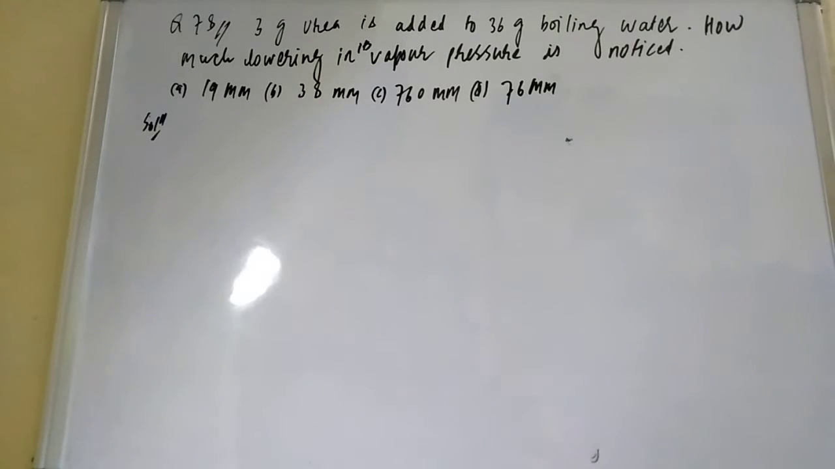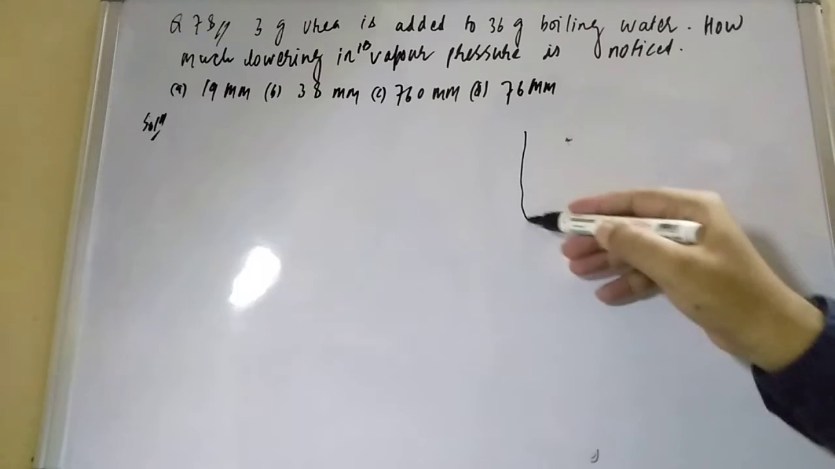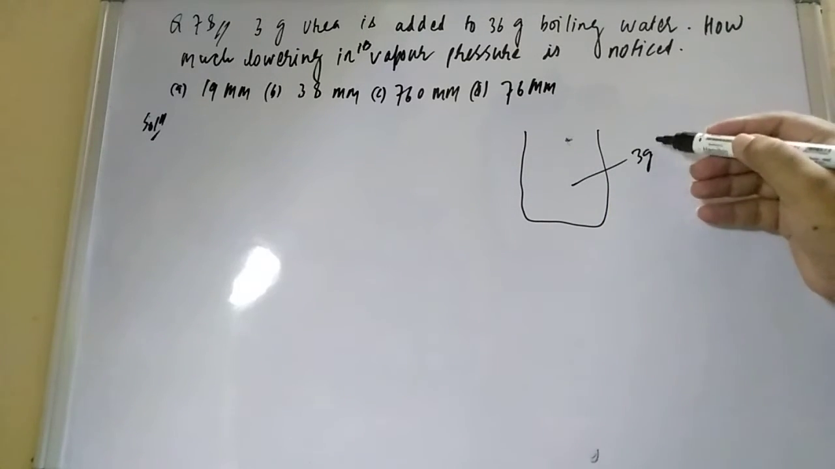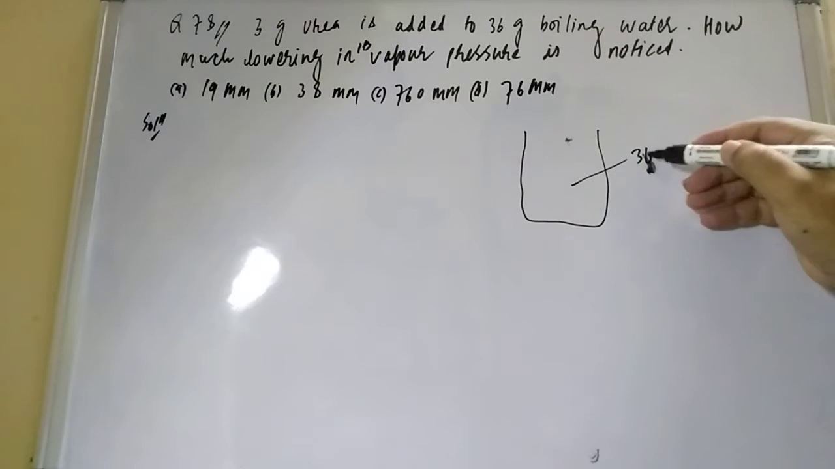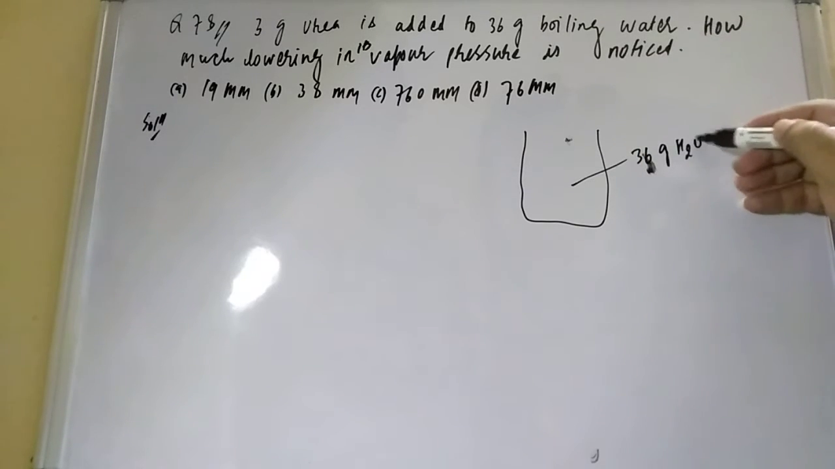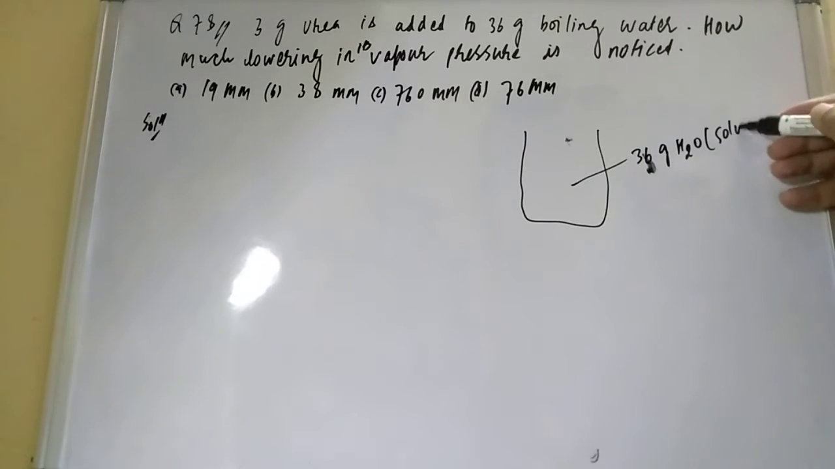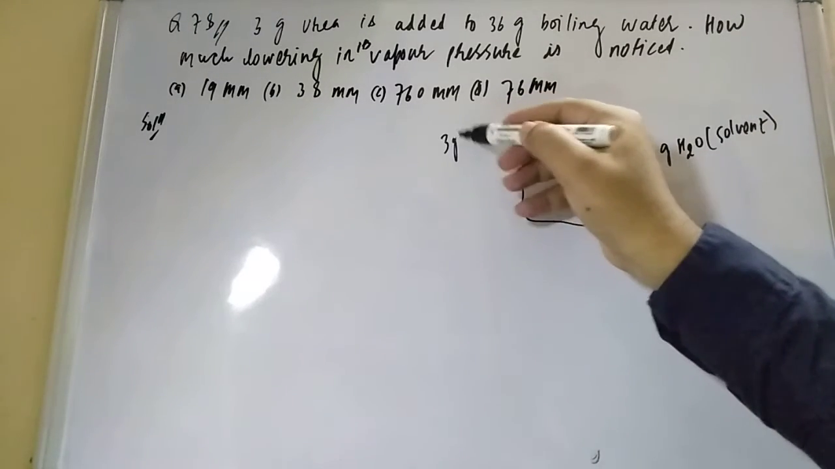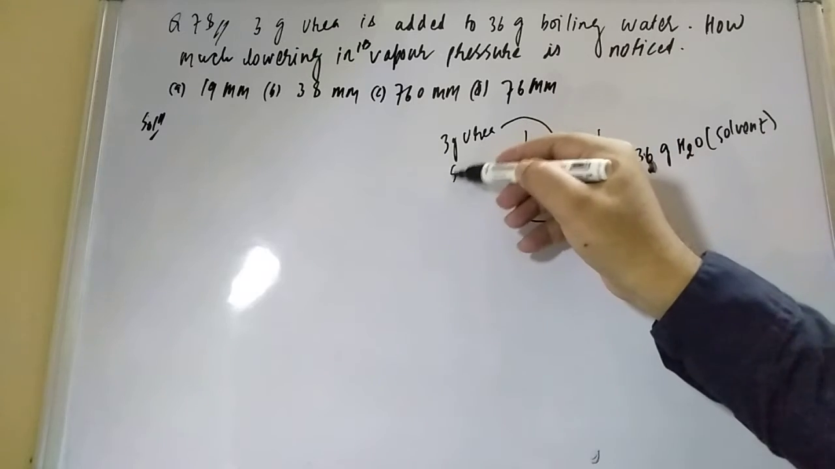Hello, good morning, friends. One more question I am solving from the Narayana book, question number 78, from the solution chapter. 3 gram urea is added to 36 gram boiling water. Please try to understand. Two things are there: 36 gram H2O, this is the solvent, and 3 gram urea, which you are going to add, this is the solute.